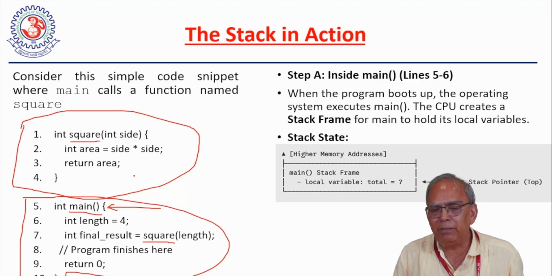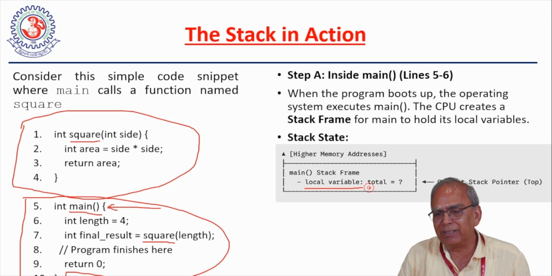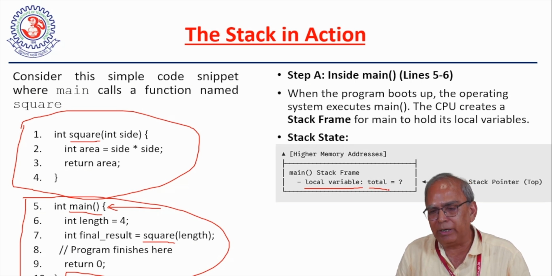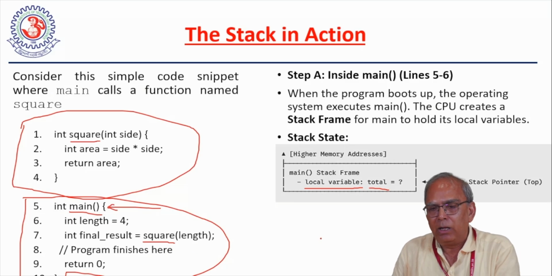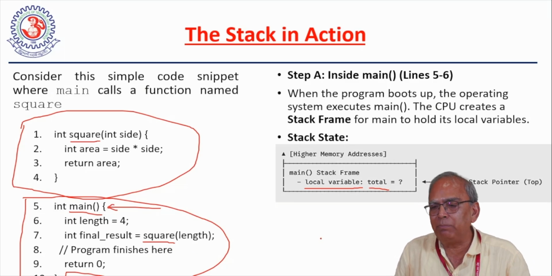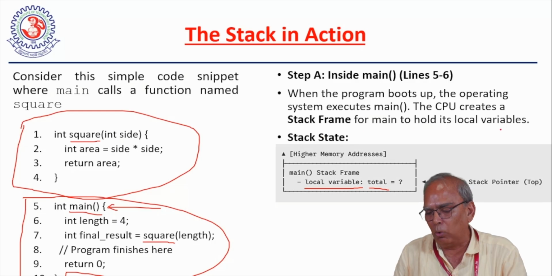Inside main, if you see lines 5 and 6, this is how the main stack frame is created first. Because this is a function, this frame is created and it looks for the local variables, and it really doesn't know how many variables there are, so it will keep on pushing them onto the stack. That is the first step. When the program boots up, the operating system executes main, and the CPU creates a stack frame for main to hold its local variables.